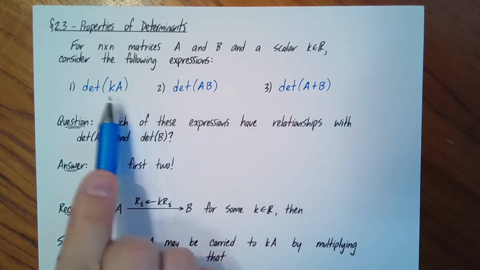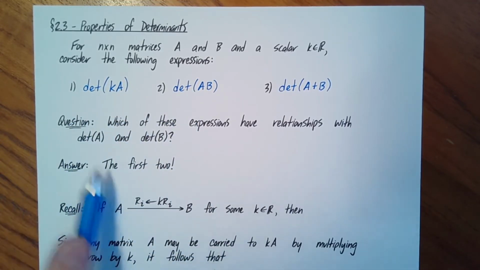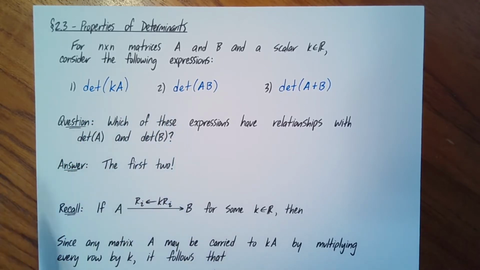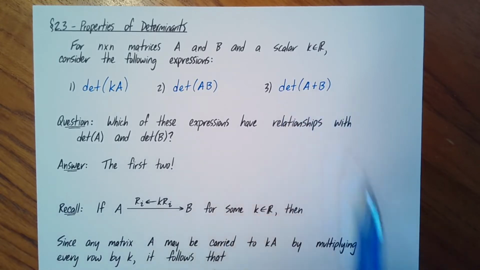But it turns out there's good news for these two expressions. So we're going to start by taking a look at k times A. So anyways, yeah, the answer is the first two. These two can be expressed in terms of the determinant of A and the determinant of B, but this one can't. And same for subtraction. It actually turns out to be the same for subtraction.